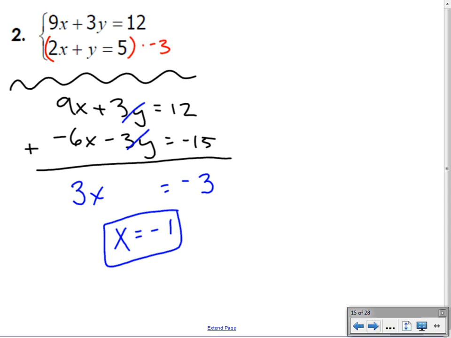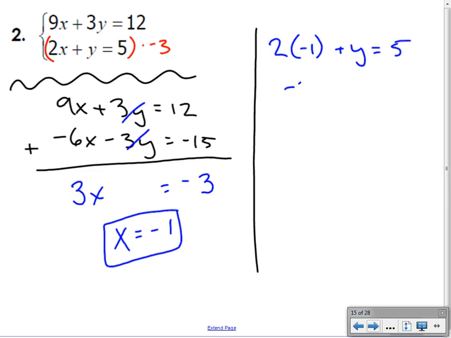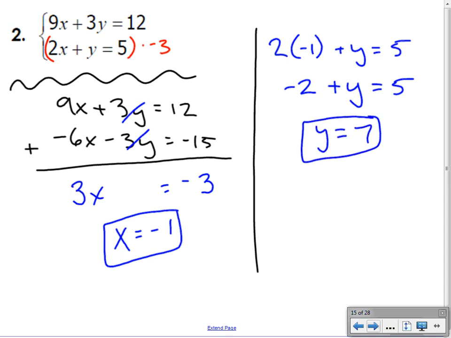Once we have x, we know that we need to go back and plug it in and solve for y. So let's plug it into our bottom equation before we multiplied by negative 3. We have 2 times negative 1 plus y equals 5. So that's really negative 2 plus y equals 5. We add 2 to both sides. We find that y is equal to 7. And we have our solution. It would be negative 1, 7.